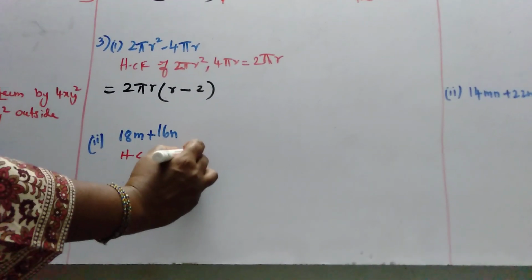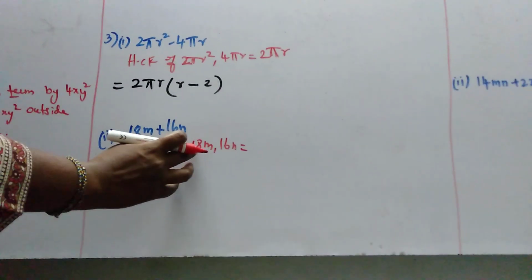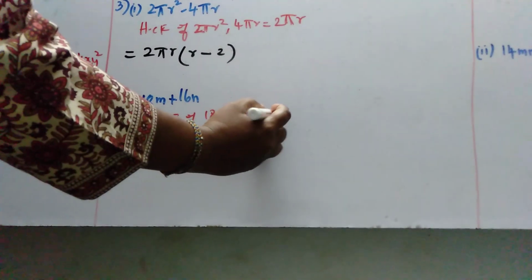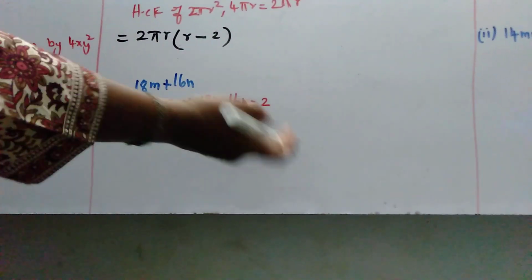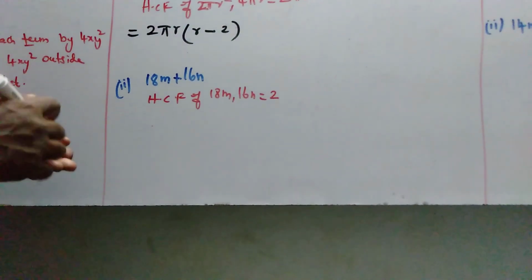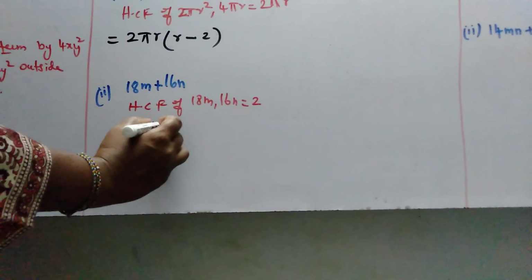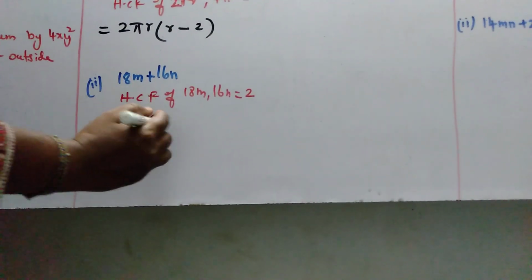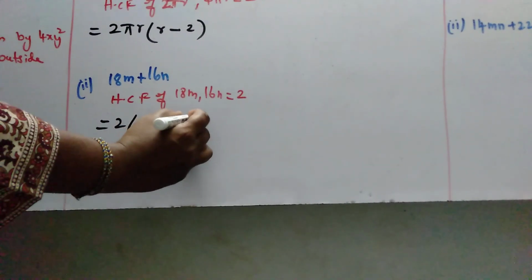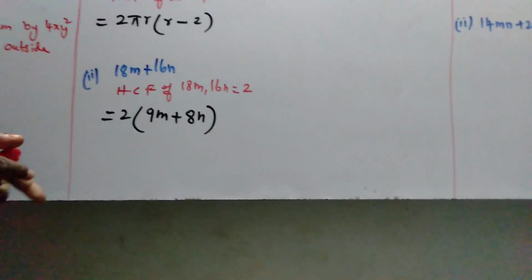HCF of 18m and 16n. Here the variables are different. Numbers are 18 and 16. So for 18 and 16, the common term here is 2. And m and n are different. So the HCF of both the terms is 2 only. So which can be written as 2 bracket. If you divide by 2, this will be 9m, and then plus 16n by 2, if you divide that, we will be getting 8n. So no common term for this one, and this will be the final solution of this question.